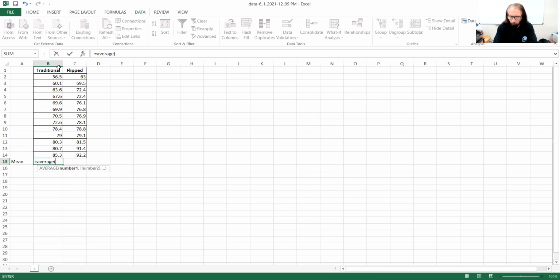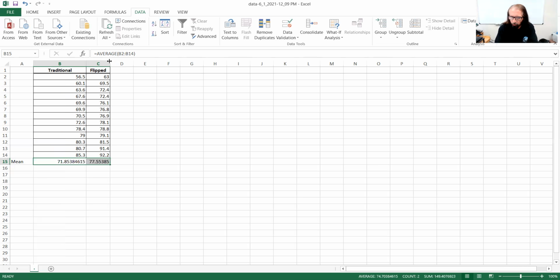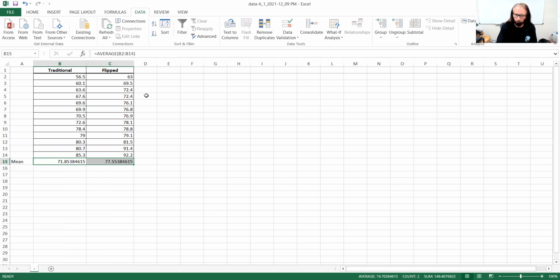Remember on Excel that they don't use the word mean. So you tell it what column and what row you're starting at, column first, then row. And we're going from column B, row 2 to column B, row 14 to get those 14 scores. And then we'll do the same for the flipped class. Now we can get perhaps a little more accuracy, more digits, by stretching out our columns.